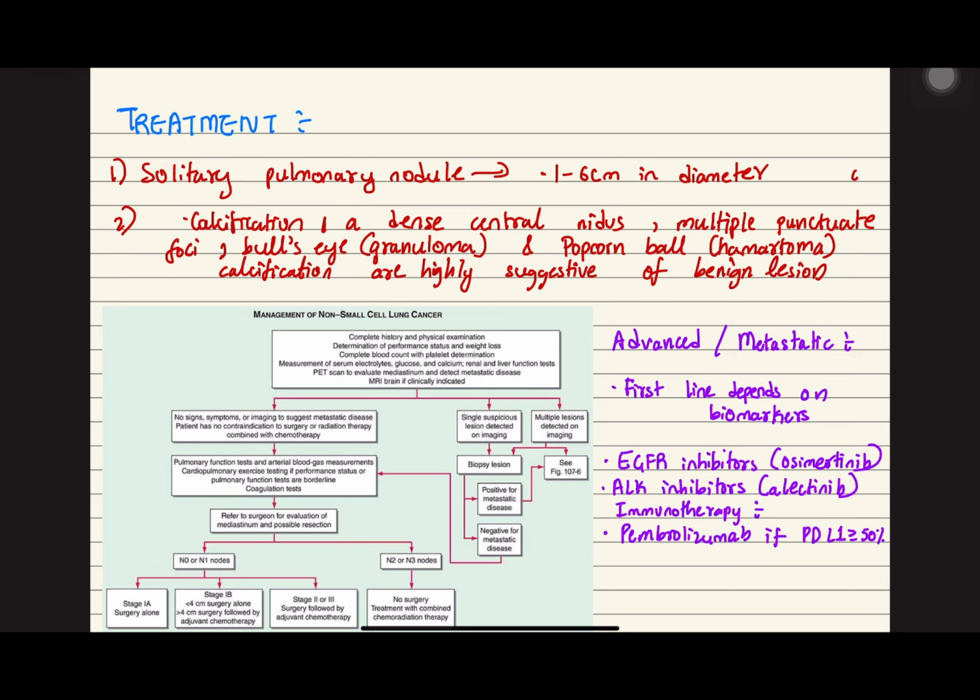For benign ones, there will be a calcification, a dense central nidus, and multiple punctate foci, and bullseye, which is also known as granuloma, and popcorn ball, which is also known as hamartoma, and hamartoma calcification. They are highly suggestive of benign lesion. In malignant lesion, there will be irregular borders calcification.